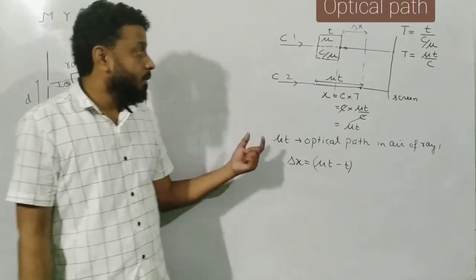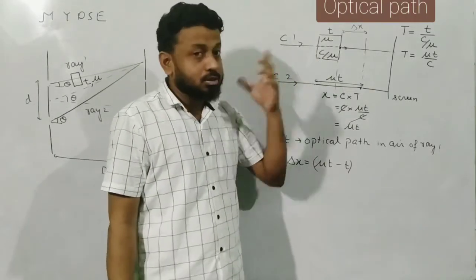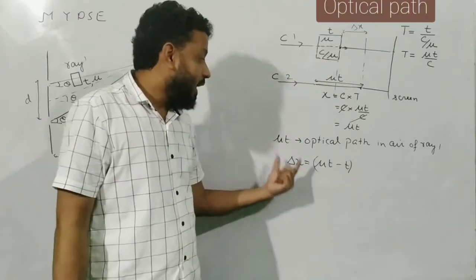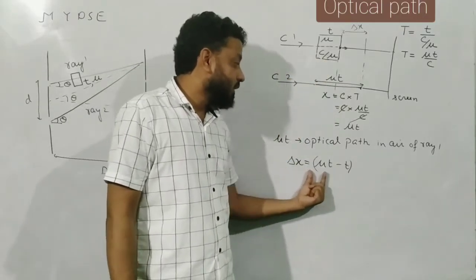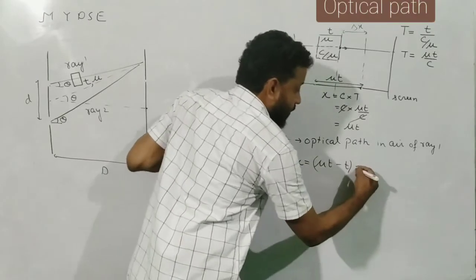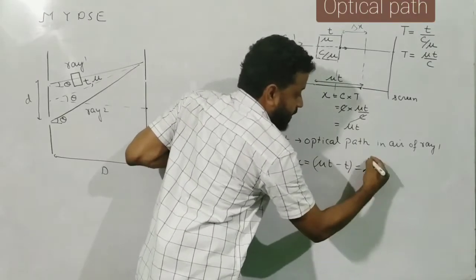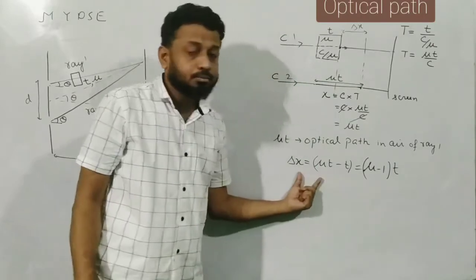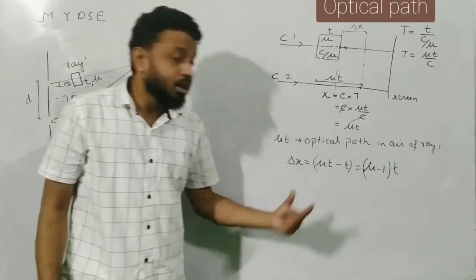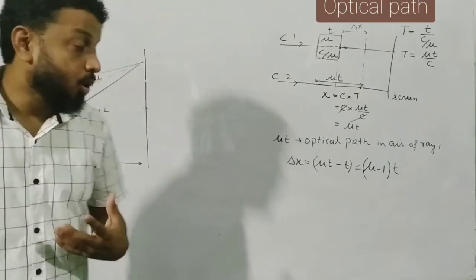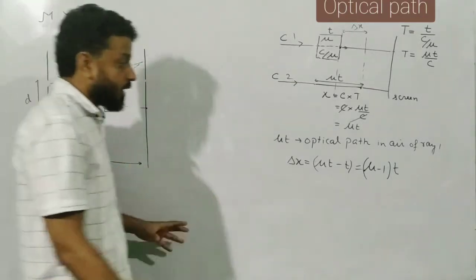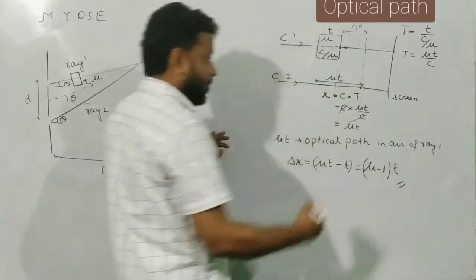Okay. So remember, whenever you have a glass slab, this is the takeaway for you. Whenever you have a glass slab, that ray has to travel an additional distance of mu t minus t, which can also be written as mu minus 1 times t, with t as the common factor. So this is the additional path the ray will travel on whose path I have introduced the slab. Okay. So this formula is of prime importance.